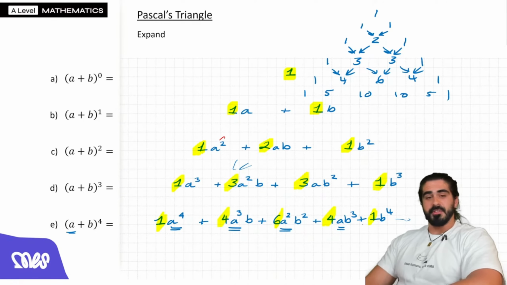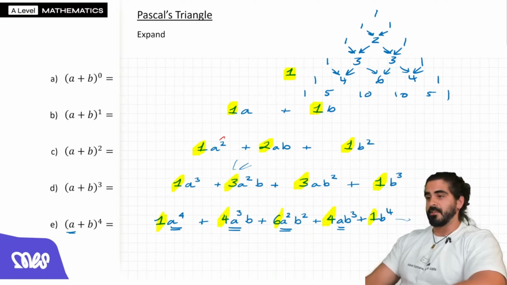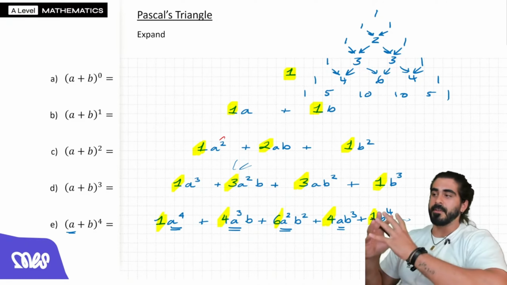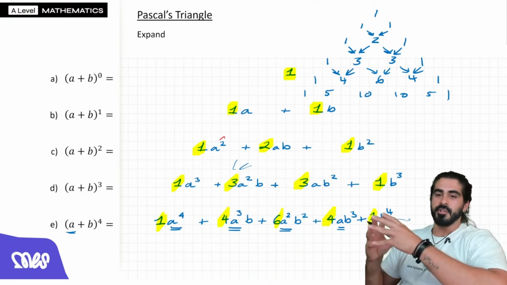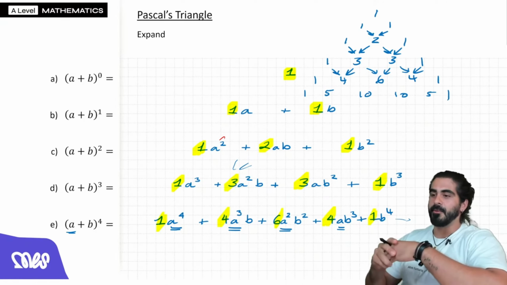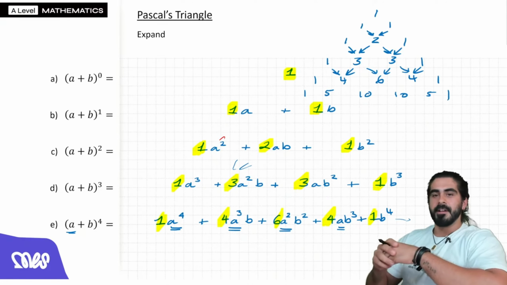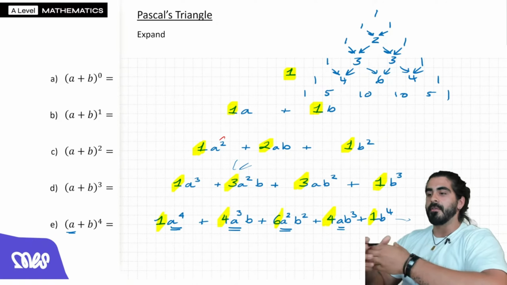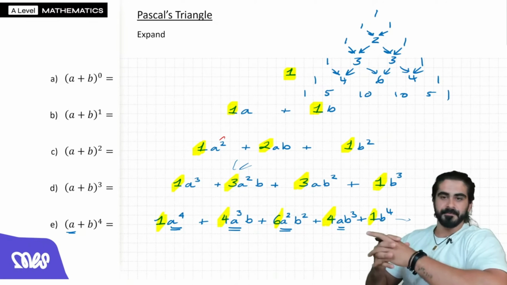Water, it would be easier to use a calculator, which I'm going to show you in a second, because right now what I'm doing is showing you the basics, where everything's coming from, and then I'm going to show you how it links to how we can use the calculator. Because really, if I ask you to expand power 10, then we're not going to do Pascal's triangle to the 10th row, right? But we want to see where everything comes from, ideally, right?